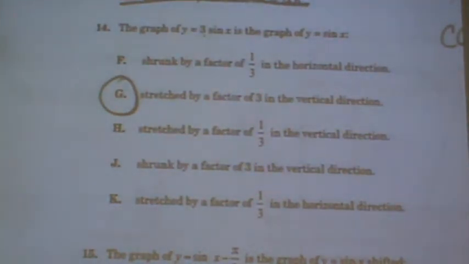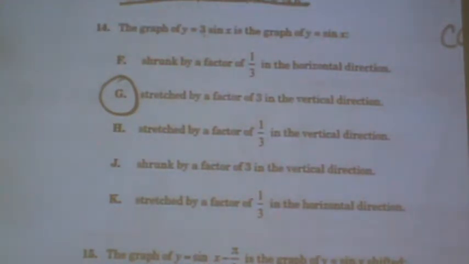Okay, I bet you got number 14 right, because we've killed this stuff. What does it mean when you have a number in front of any function? If it's greater than 1, it's a vertical stretch. So what's the answer here? G. G, yeah. G, not B. What if it were 1/3? It'd be a vertical compression, okay?